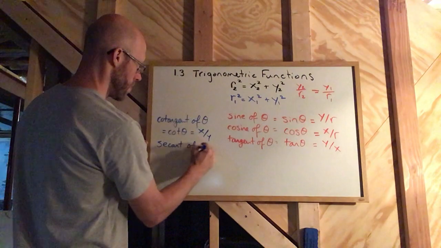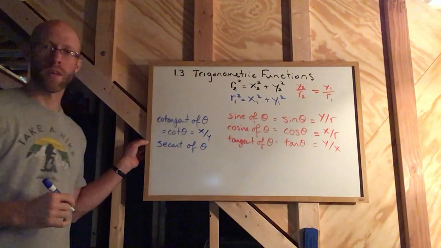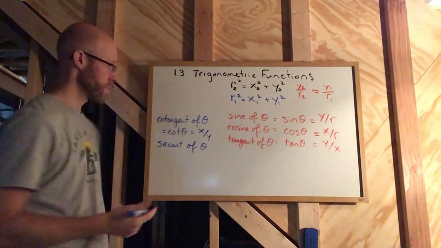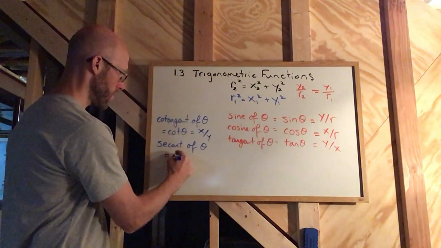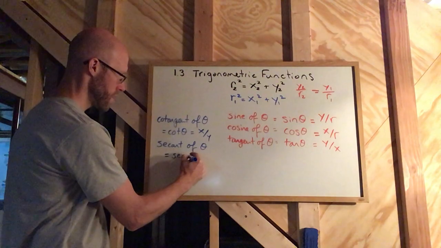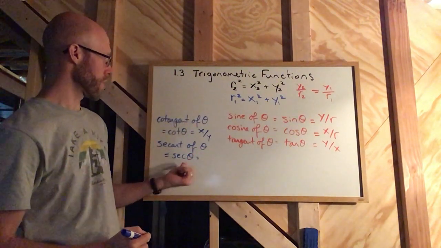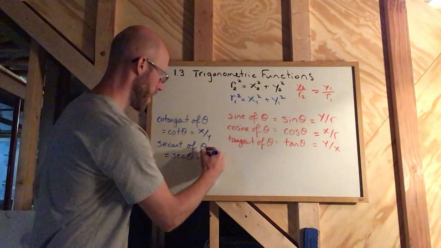The secant of theta is next. The secant is the reciprocal of the cosine. Okay, so we abbreviate it as sec theta. And it's the reciprocal of the cosine, so it'd be r over x.